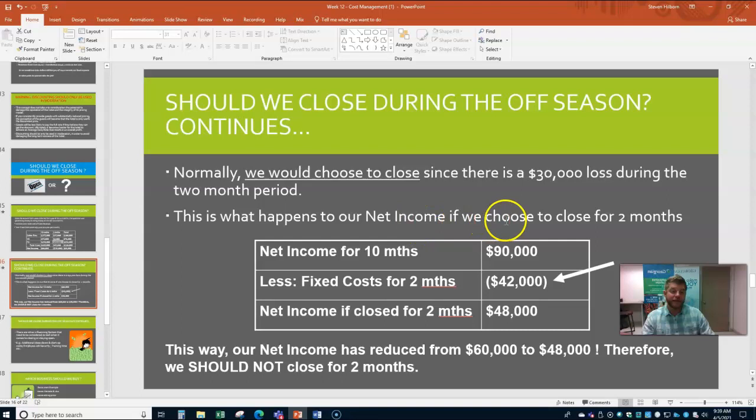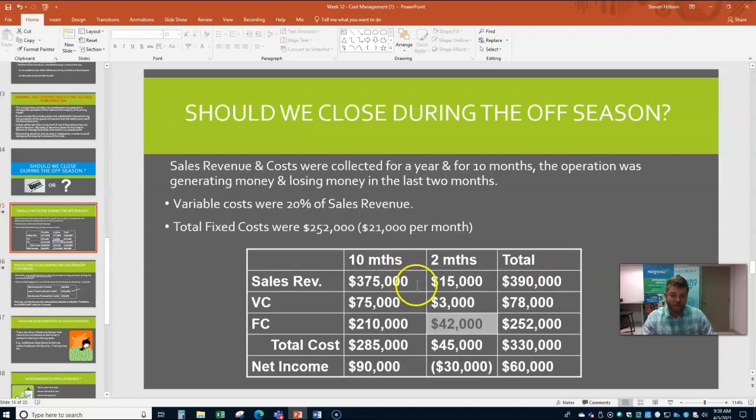So this is what happens to our net income if we choose to close for the 2 months. We have $90,000 less the fixed cost for 2 months, so that's $42,000. Net income if closed for 2 months is $48,000. So we were paying $21,000 a month towards our fixed cost. And if we come back up here, our fixed cost is $42,000. We still have to pay that. We have $15,000 of sales revenue, which after paying for variable still put $12,000 towards that fixed cost. It was paying a bit of it.